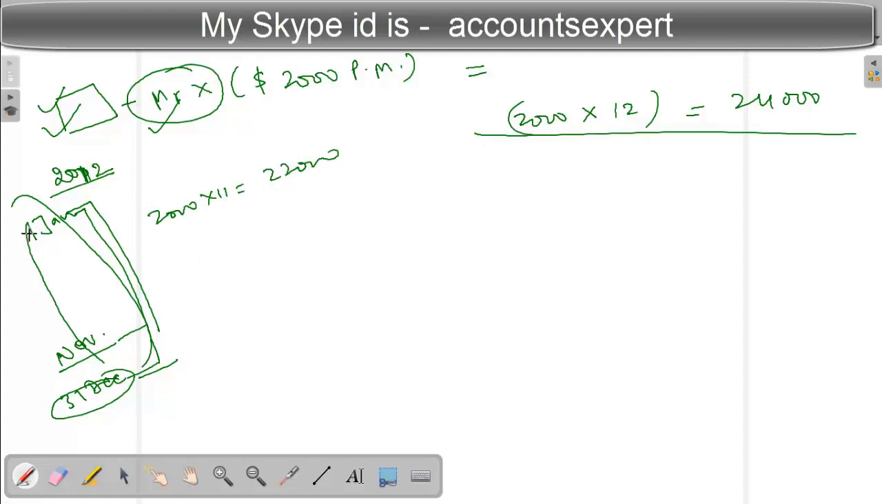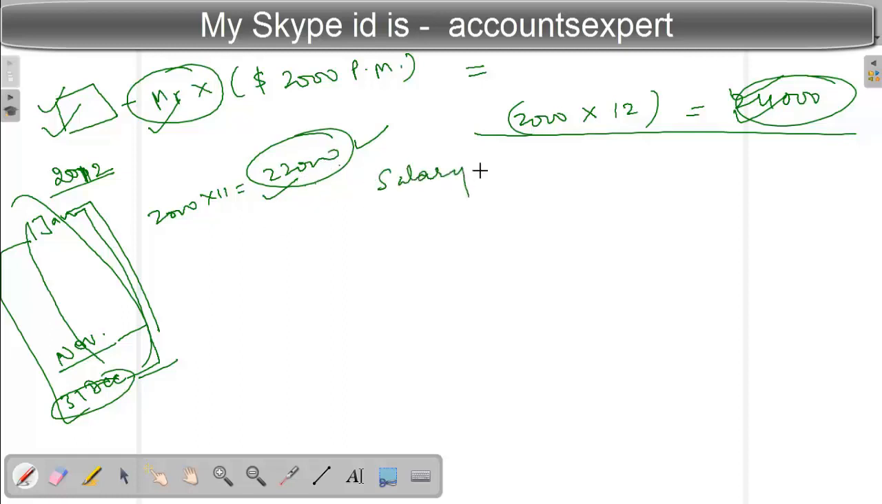Even though he worked for me for 12 months and is entitled to 24,000, I paid him only 22,000. So as I paid this 22,000, I will pass the entry for this only. This is the transaction: salary paid. Though he is entitled to 24,000, I paid him only 22,000. So salary paid during the year is 22,000, isn't it?